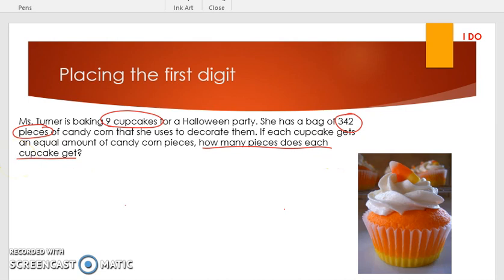The next thing we want to do is box our clue words. There's nothing important in the first sentence other than our 9 cupcakes. We know that she's going to a Halloween party, but that's not going to help us solve our problem. We know that she has 342 pieces of candy corn, and our clue word here is each. That tells us that we're possibly going to be doing division. And we have equal amount, and we have how many pieces each cupcake gets. So if we have each and we have equal amount, those are keywords that tell us that this is going to be a long division problem.